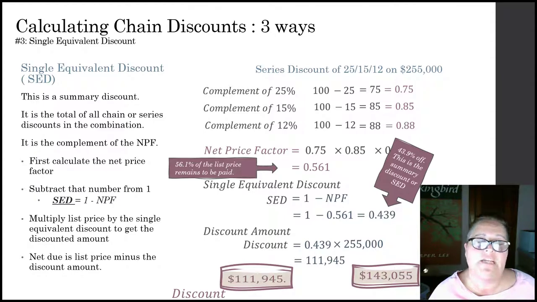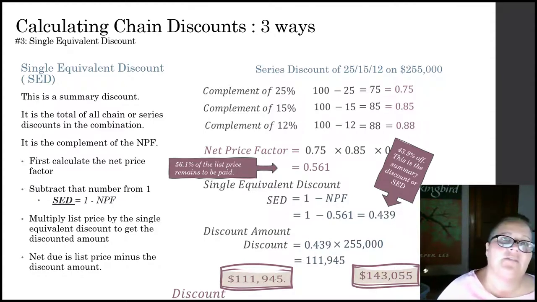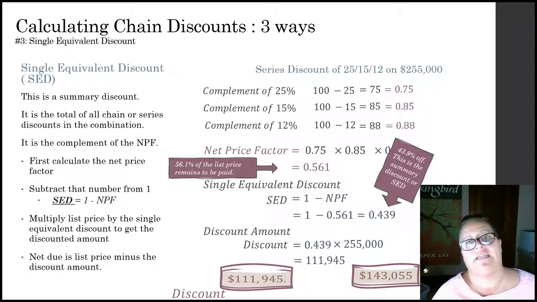We should also be able to take $255,000 times our net price factor of 0.561. So we can find the net price two ways. The first is just subtraction of the discount amount, and the second is by using the information we already have, the list price and the net price factor.